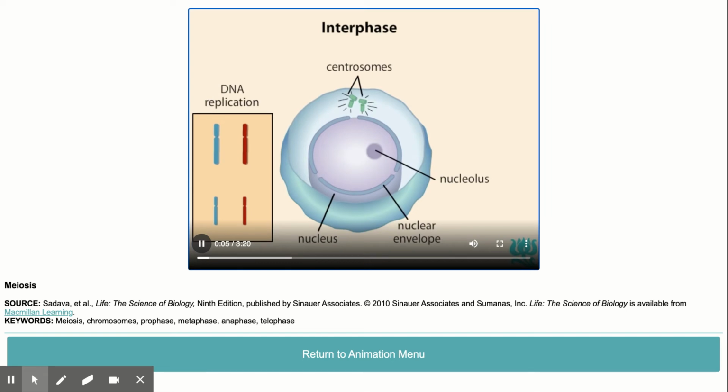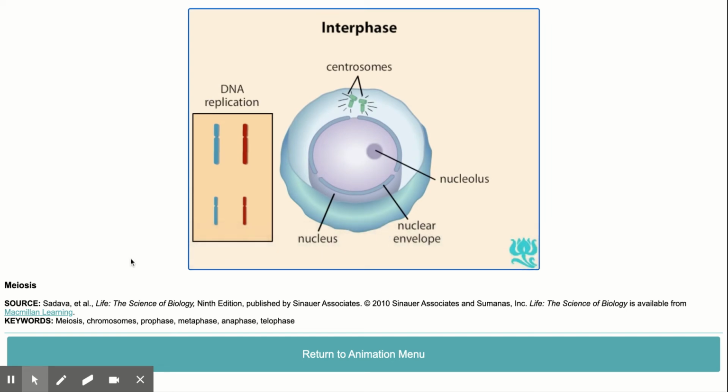Before meiosis begins, in the preceding interphase, DNA replication takes place. At this point, the chromosomes are not condensed and are not visible under a light microscope. However, we depict them in a condensed manner so that you can see that the cell replicates each chromosome to form two chromatids. Meiosis consists of two cell divisions, meiosis 1 and 2.